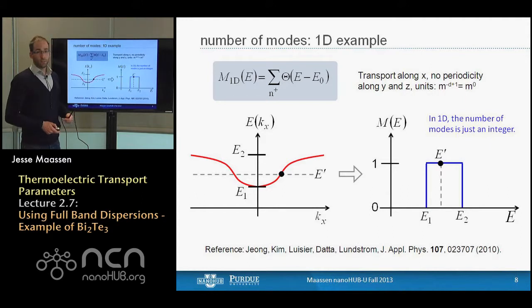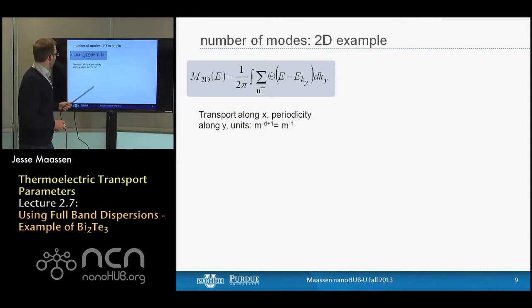So next we're going to move on to something a little bit more complicated. We're going to look at the example for a 2D case. Okay, so here, this is the expression for the number of modes in 2D. In this case, we have transport along X, we have periodicity along Y, and we don't have periodicity along Z. So in this case, when we put in dimensionality 2, the units are per meter, which means per width. So how many modes per width of a film would we be considering here?